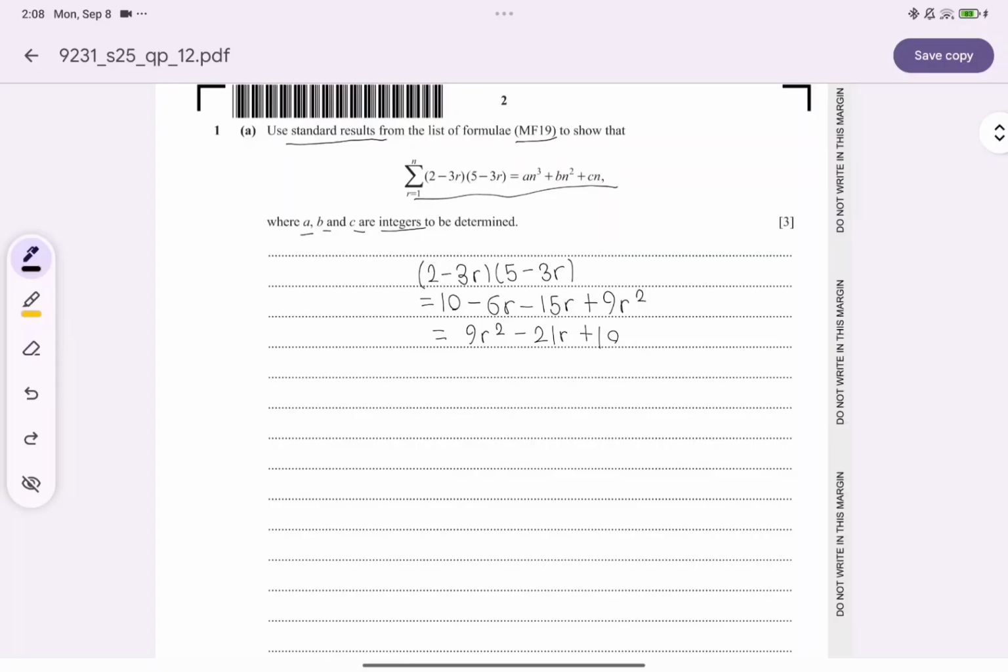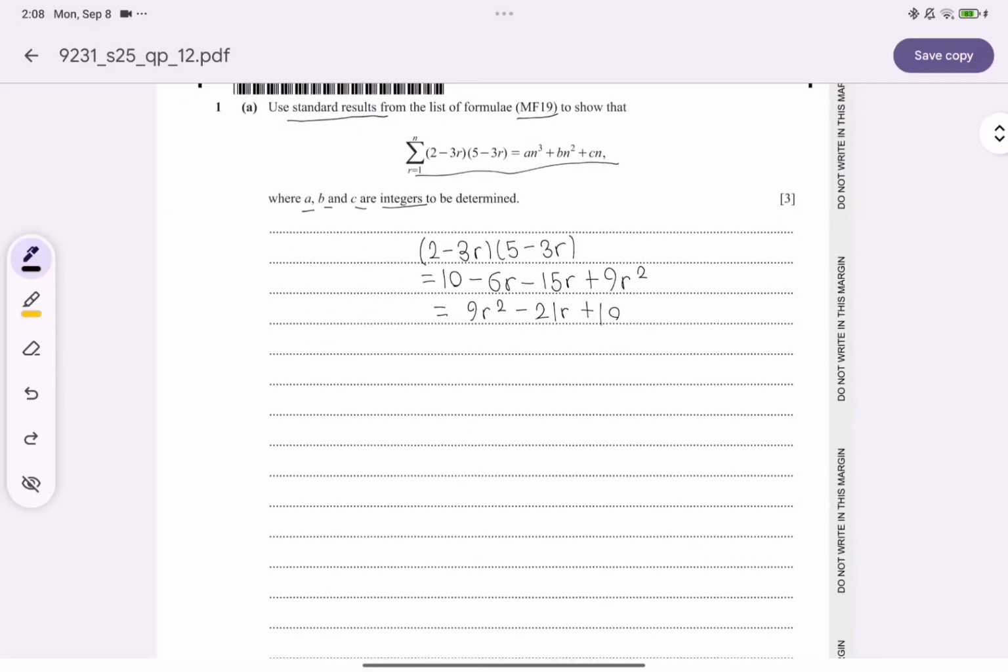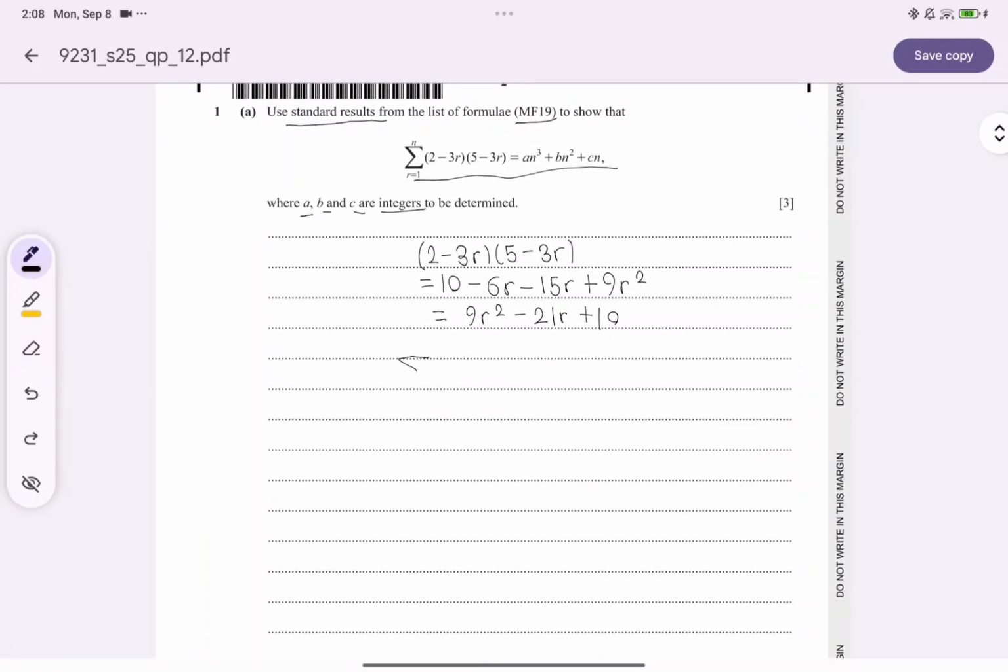Okay, so this is our final expression. Now let's put it back into the summation form. R equals to 1 all the way to n, 9r squared minus 21r plus 10.